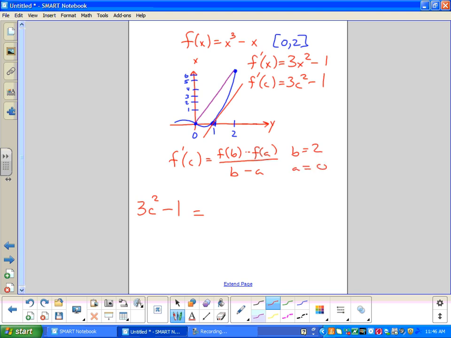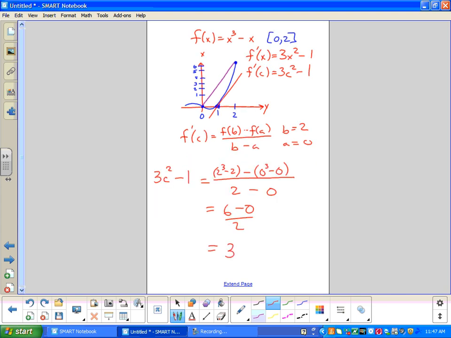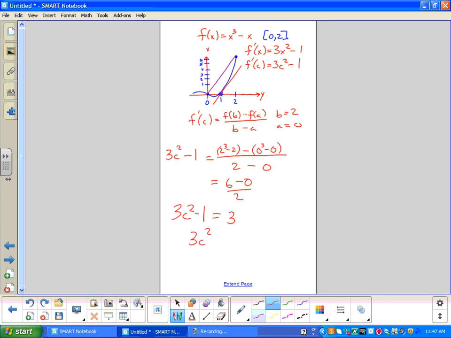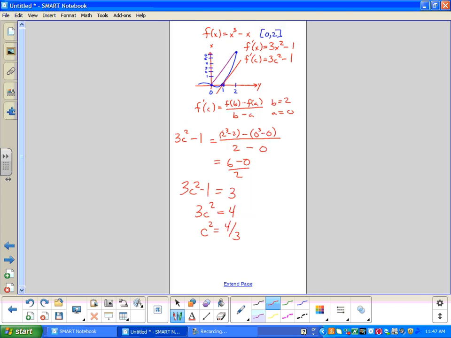So I plug in 2 into the function, and I get 2 cubed minus 2 minus 0 cubed minus 0, f of b minus f of a, over 2 minus 0. And over here I get 6 minus 0 over 2, which is 3. And if I look here now, I can plug in the value and add 1, and I get 3c squared equals 4. Divide by 3 on both sides. C squared is 4/3. And take the square root, and I get c equals plus or minus the square root of 4/3, which is 2 over the square root of 3.